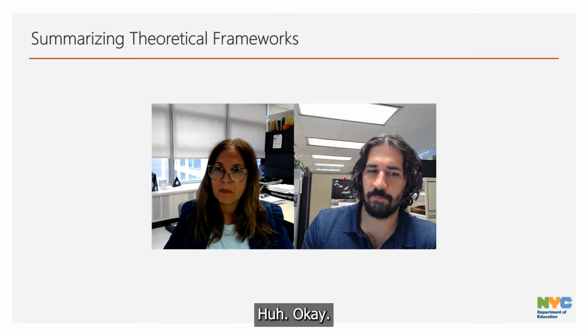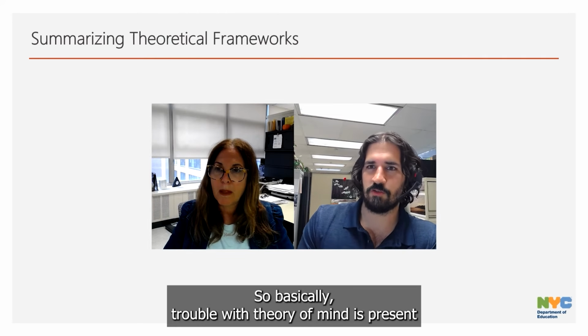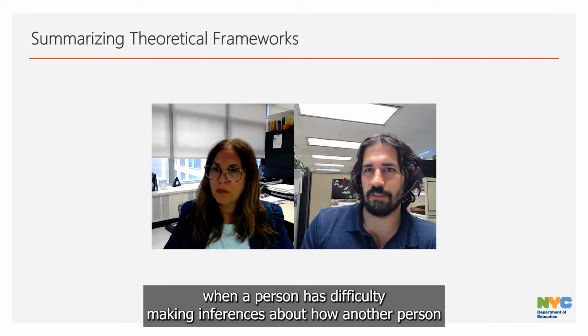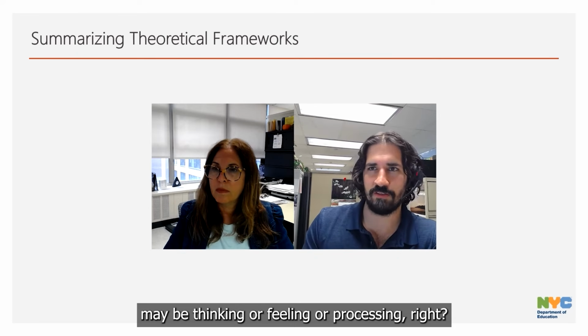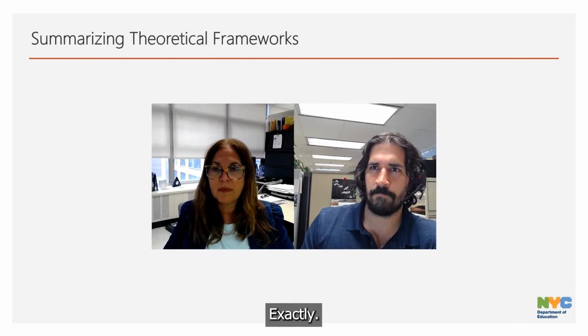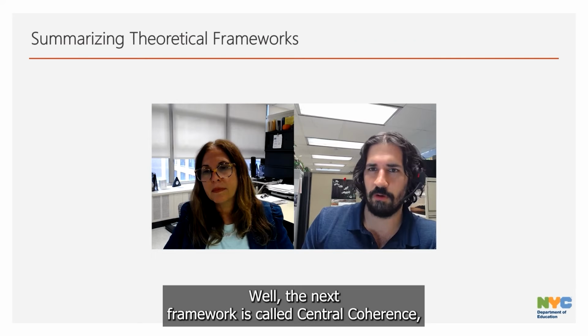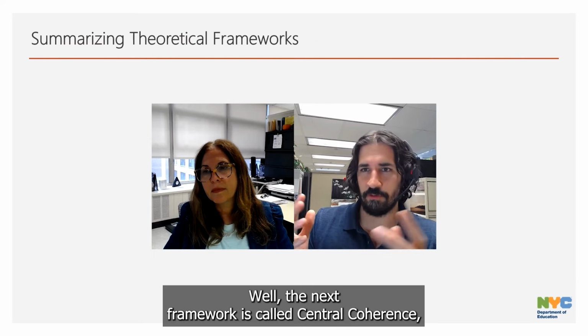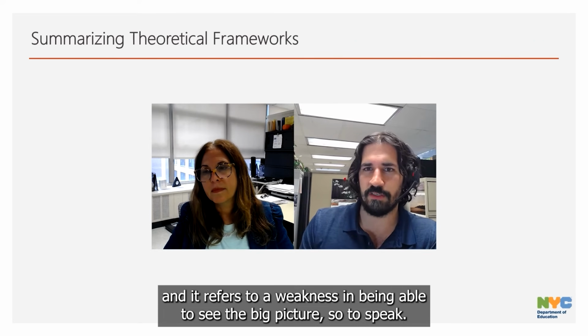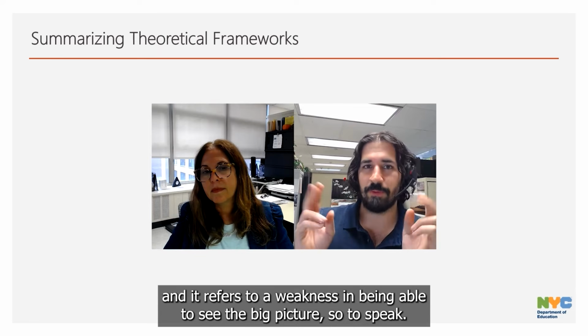Huh, okay. So basically, trouble with theory of mind is present when a person has difficulty making inferences about how another person may be thinking or feeling or processing, right? Exactly. Okay. Well, the next framework is called central coherence, and it refers to a weakness in being able to see the big picture, so to speak.